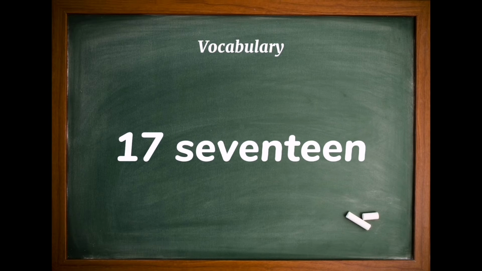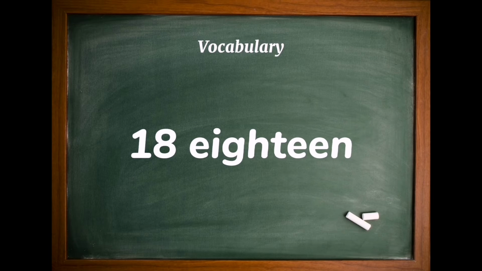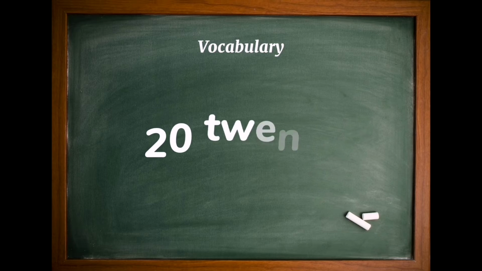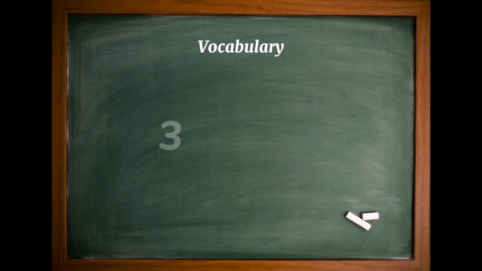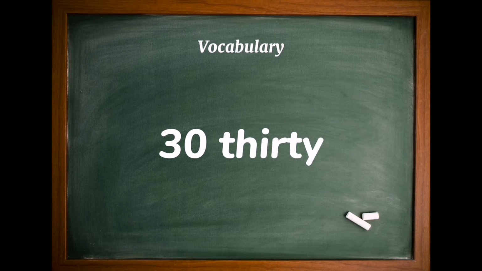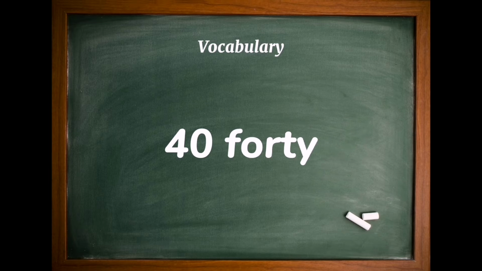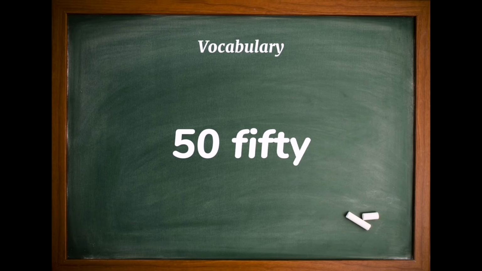17. 17 in Malay is 17. 18. 18 in Malay is 18. 19. 19 in Malay is 19. 20. 20 in Malay is 20. 30. 30 in Malay is 30. 40. 40 is 40. 50. 50 is 50.